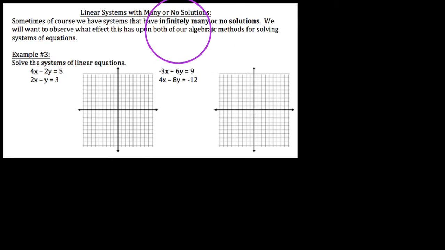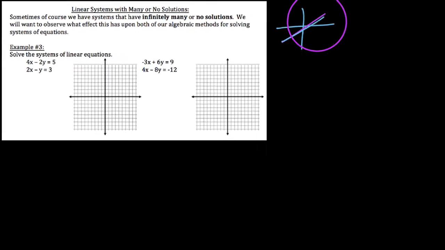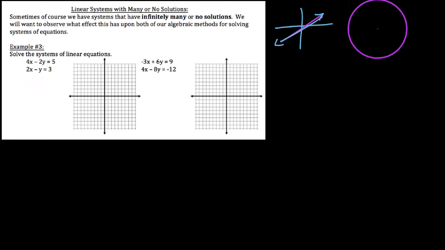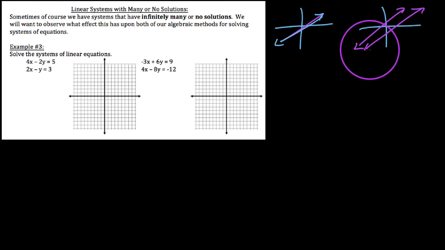Of course, we know that if a system has infinitely many solutions and it's a linear system, then that means that the two graphs of the two lines must have overlapped at every single point. Or if we had a system that had no solutions, we had two lines that were parallel to one another and share no common points of intersection. But algebraically, what does this look like?